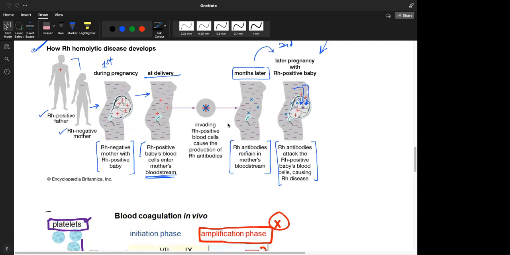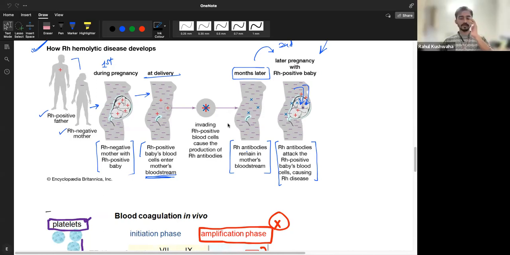In the last class, we started with erythroblastosis fetalis. It is a hemolytic disease of the newborn. Here, the problem occurs due to mixing of Rh, and this situation happens during the second pregnancy.